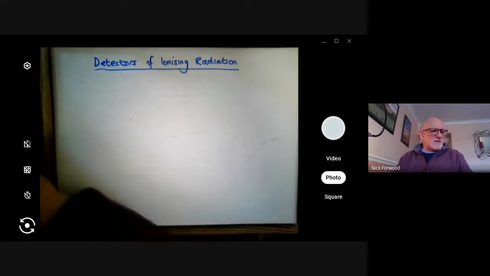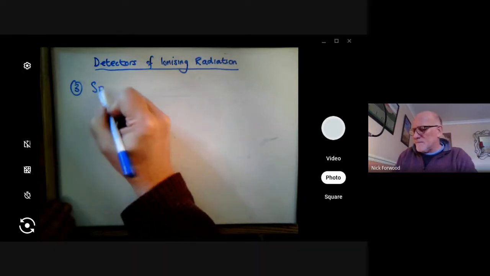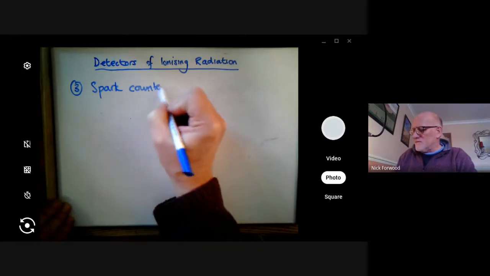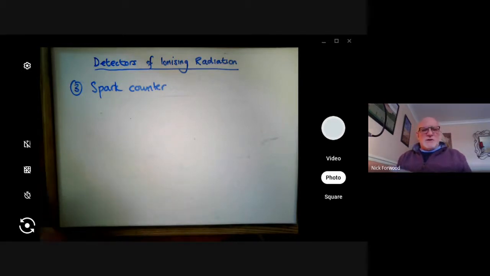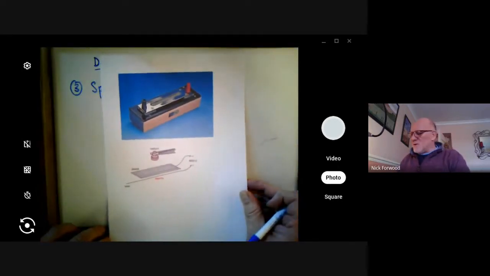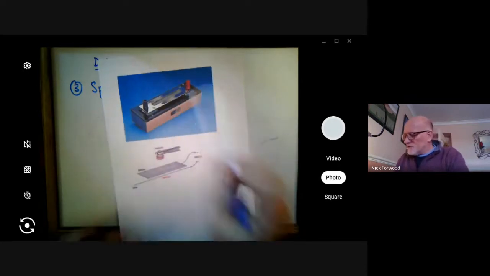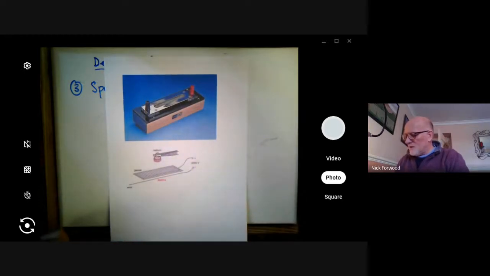Now, the third detector I'm going to show you is something called a spark counter. And again, we've got one of these in the physics department, and I would show you it if we were all there, but we're not. So here's a photo of the spark counter, and it's just a little piece of simple electrical equipment, mounted onto a wooden block. And it's not much bigger than in the picture, actually.